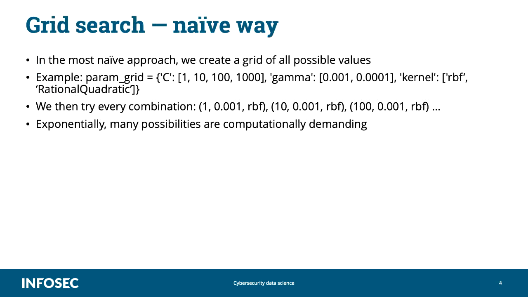The most basic approach is called grid search. In a grid search, like the name implies, you create a grid of all possible values you're going to explore. For instance, here we're going to set C to be in the range 1, 10, 100, 1000. Gamma will take on its own range of values and the kernel its own values. And then we're going to try every possible combination. So C will be 1, gamma will be 0.001, the kernel will be RBF. And we'll try the next combination, and so on and so forth. The problem is that there are exponentially many possibilities, and it makes it very computationally demanding, and it takes forever to try all of these out.